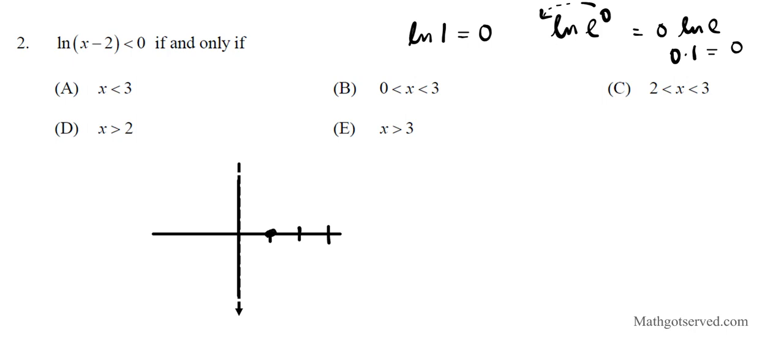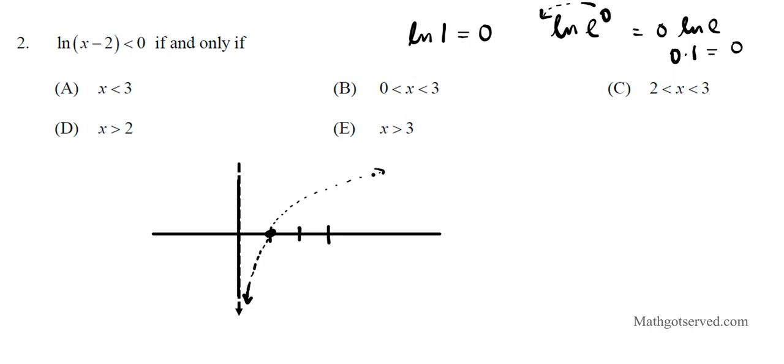So we know that it intersects here, so the graph looks something like this. Let me use a dotted line to draw it, and then it curves like that. Above the x-axis, the function is greater than 0, and below the x-axis, the function is less than 0. So what does this x minus 2 indicate?